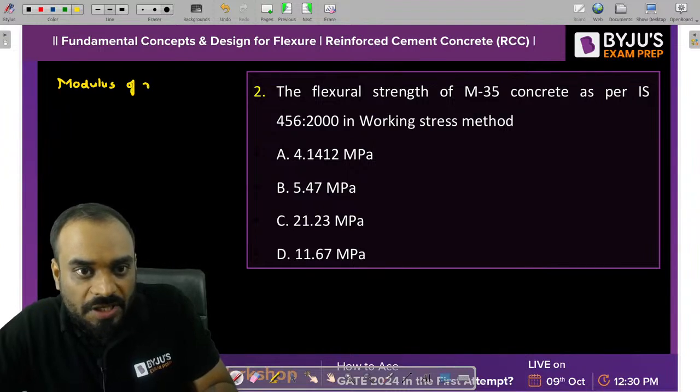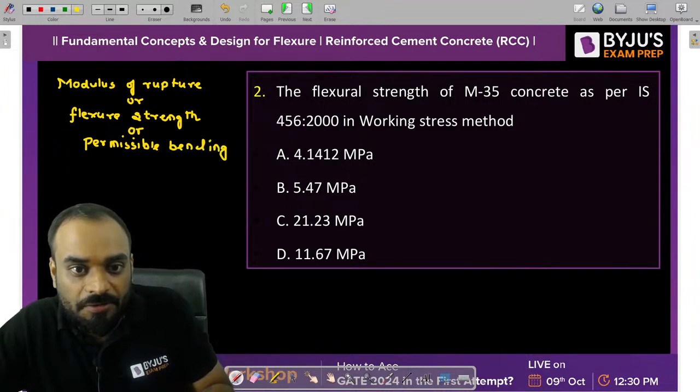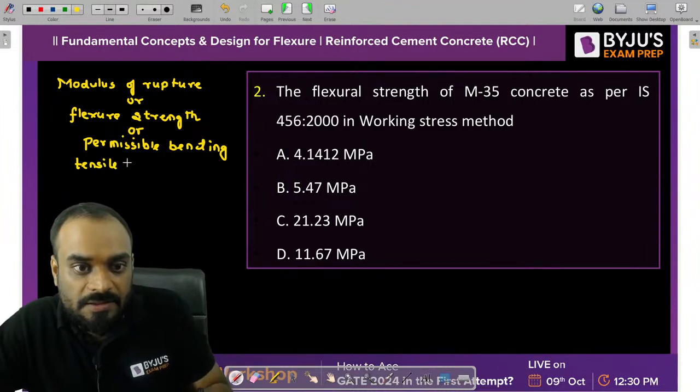Modulus of rupture, or it is also known as flexure strength. It is also known as permissible bending tensile strength of concrete. Permissible bending tensile strength of concrete. One and the same thing, right?